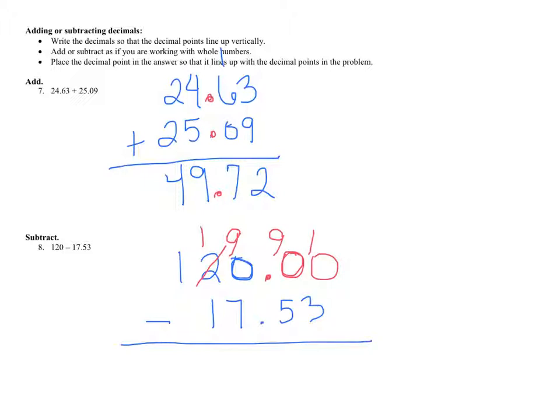So I'm doing 10 minus 3, which is 7. Now I have 9 minus 5, which is 4. 9 minus 7 is 2. 1 minus 1 is 0. And lastly, I have 1 minus, well, there's nothing in that outermost place on the 17, so that would be 1. Lastly, we're bringing our decimal point from the problem right down into the answer. So my answer is 102 and 47 hundredths.